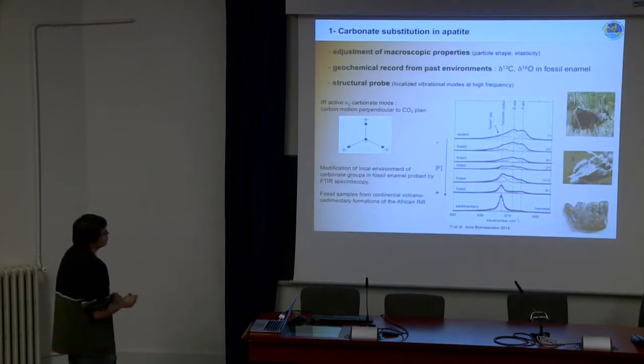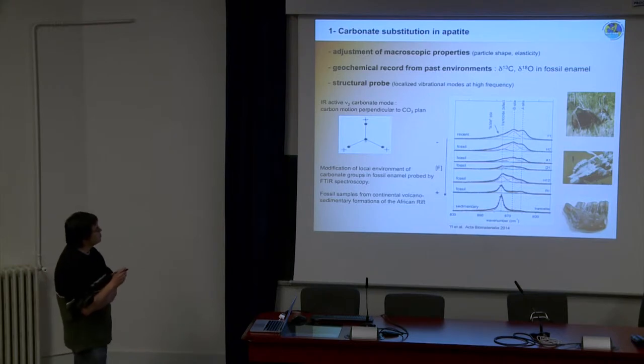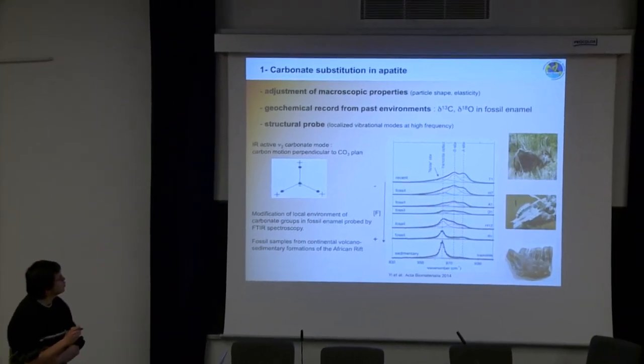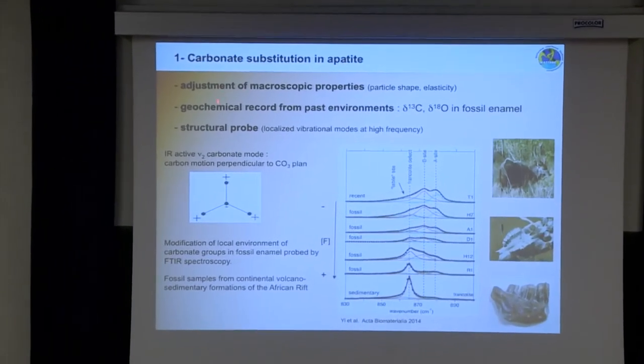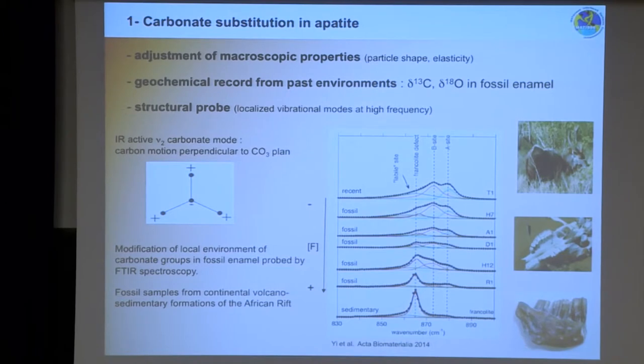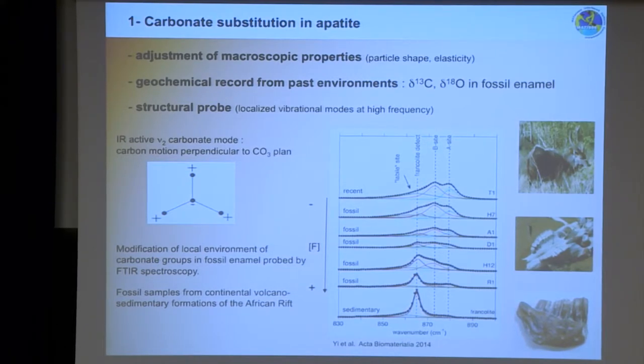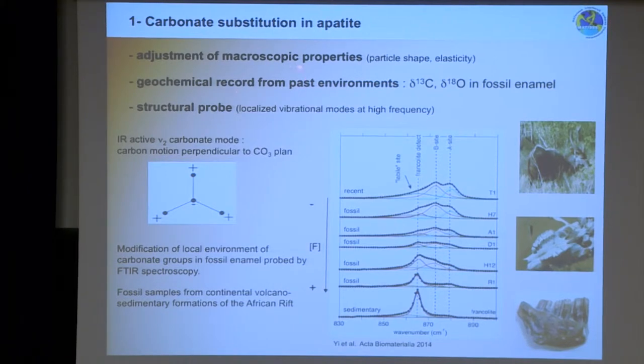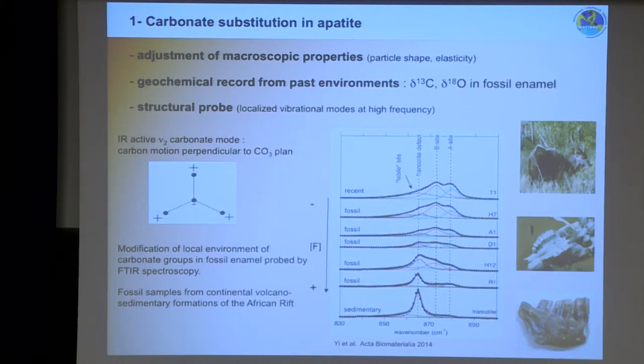In the first part, we will discuss mostly carbonate substitution in apatite, because as you know, carbonate is a very important impurity in apatite. You can tune the macroscopic properties of the material depending on the content of carbonate impurity. But from our point of view, it is also an important trace marker of past environments, because you can measure the isotopic composition of carbon and oxygen of carbonate impurities in apatite and record some information on past environments. The basic question in this approach is that you have to be sure that what you are measuring in the fossil corresponds to what occurred during the life of the animal.